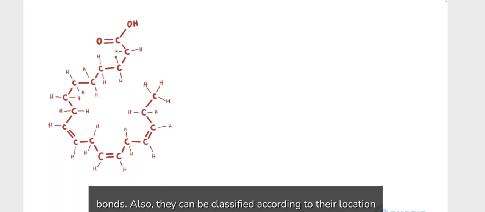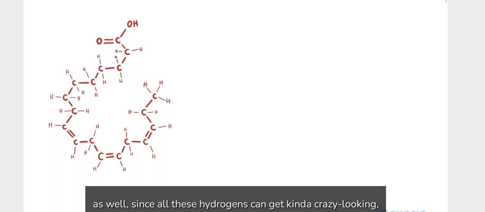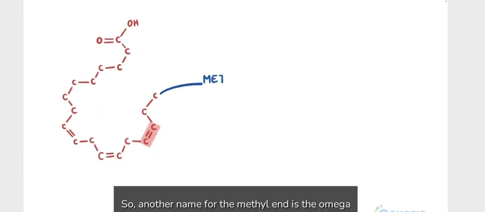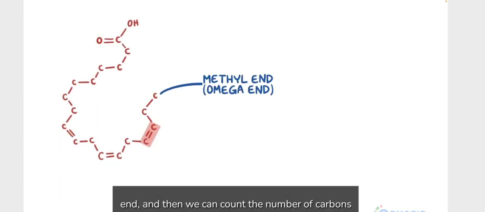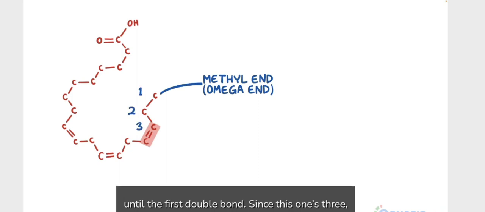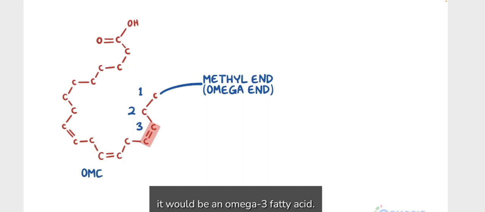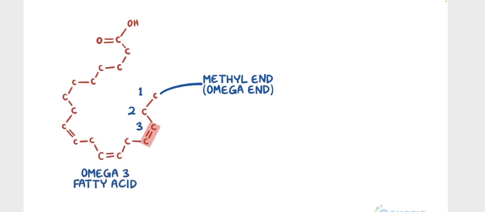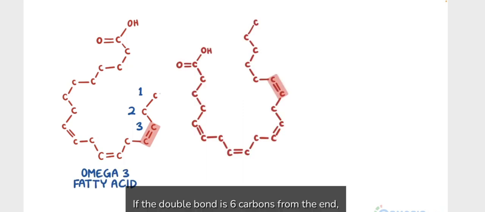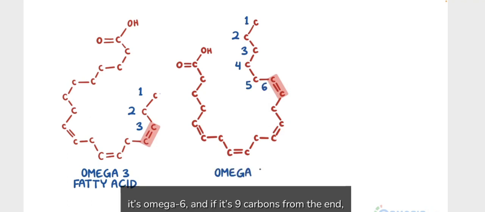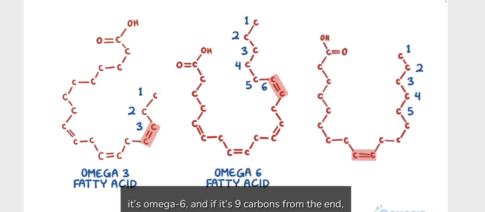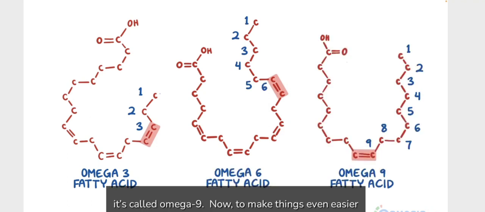Also, they can be classified according to their location as well. Since all these hydrogens can get kind of crazy looking, we'll just take them away for now. So another name for the methyl end is the omega end. And then we can count the number of carbons until the first double bond. Since this one is 3, it would be an omega-3 fatty acid. If the double bond is 6 carbons from the end, it's an omega-6, and if it's 9 carbons from the end, it's called omega-9.